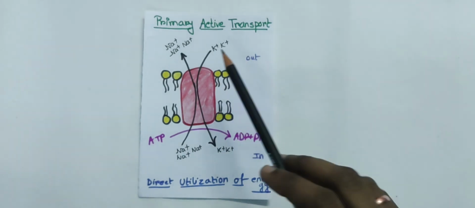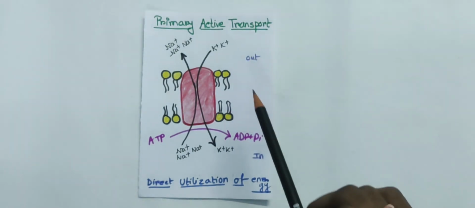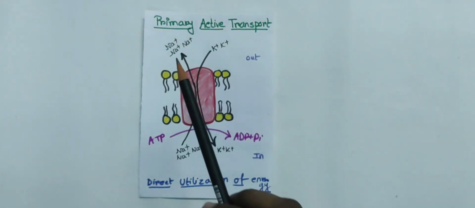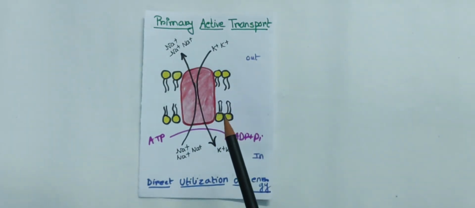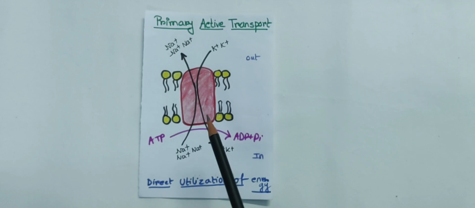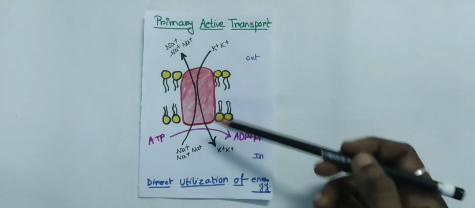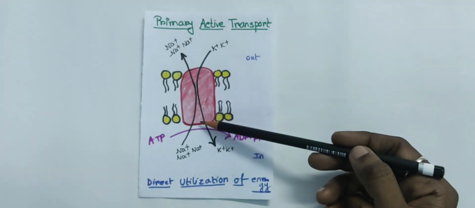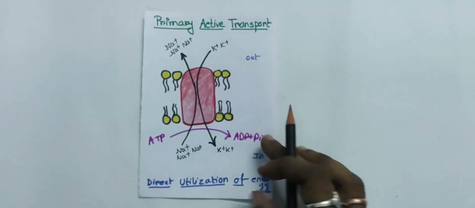This is the primary active transport. There are two types of active transport, primary and secondary. So first I am explaining the primary active transport. In primary active transport, energy, here this is a channel. We call it a sodium potassium ATPase.